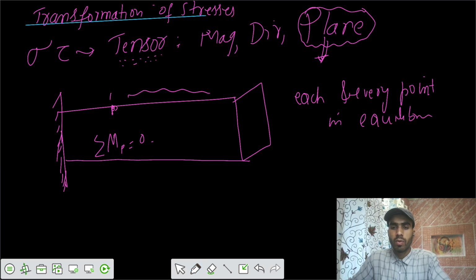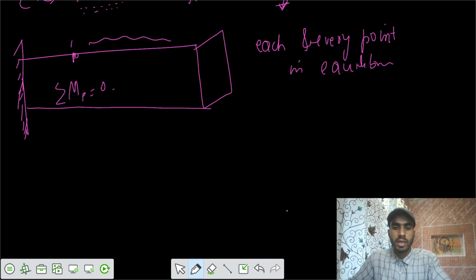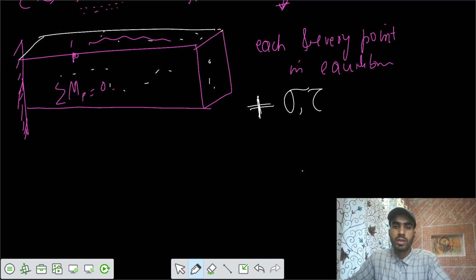We don't say that only these points should be in equilibrium. We say something extra. The main point here is that every point should have stresses, shear and normal stresses, that should be less than the permissible stresses.